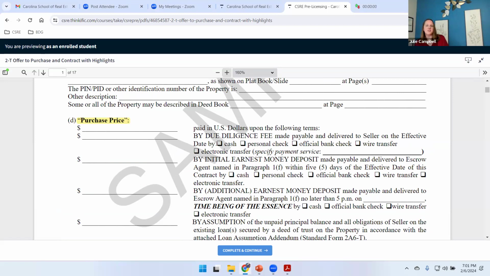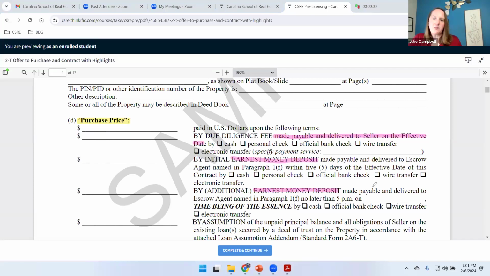And then we have fees and deposits that we need to deduct from the sales price. So after we define the purchase price, the sales price, we have the due diligence fee, once again, made payable and delivered to the seller on the effective date. By how? Is it going to be cash, personal check, etc.? Then we have earnest money. We have initial and we have additional. Understand, it's all earnest money. It's just a matter of when we negotiate the due date.